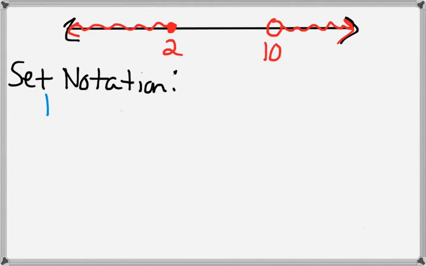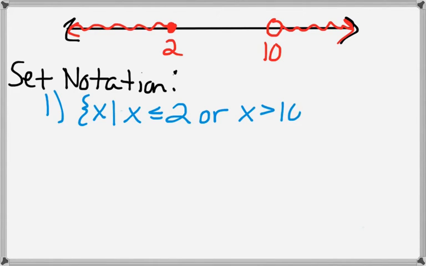So one way to write this in set notation would be to say the set of all x such that x is less than or equal to 2, or x is greater than 10. So we're describing that any number included in this set would have to be less than or equal to 2 or greater than 10. Another way to do this would be to write an expression for each kind of section of the number line and then combine those to make one set.